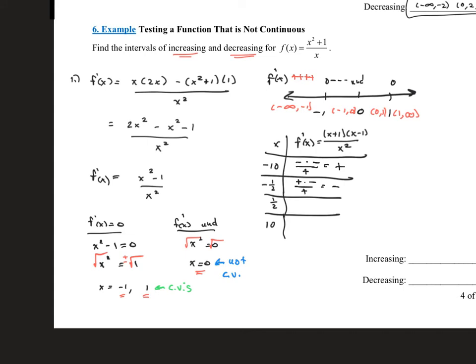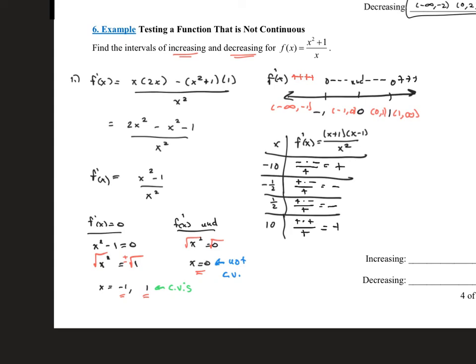I plug in 1/2. 1/2 plus 1 is positive. 1/2 minus 1 is negative. And 1/2 squared is positive. A positive times a negative over a positive is negative. Again, since it was negative at that test point, it has to be negative at every point in that interval. I look at the number 10. I'd have a positive, a positive, a positive. All positives would give me positive, so it's positive at every point in that interval.